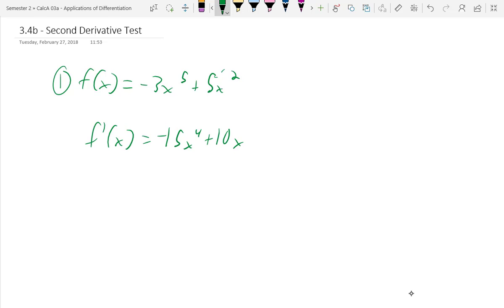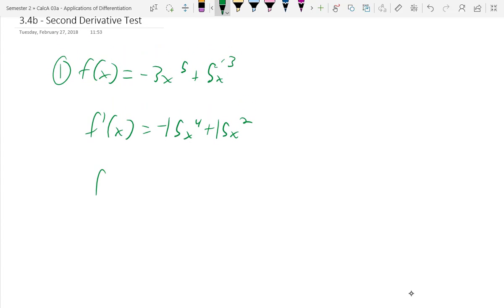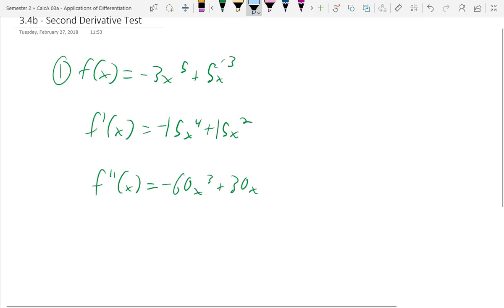Sorry, my example is wrong. Let's make that an x cubed, and then this becomes a plus 15x squared. I would have kept going, but I'm not sure what that example would have done. f double prime of x, if I continue with a successive derivative, is negative 60x cubed plus 30x. So then we go back to interpret what I'm doing.